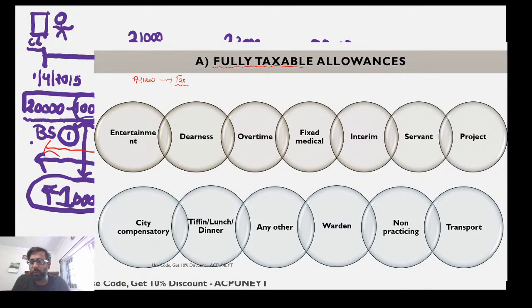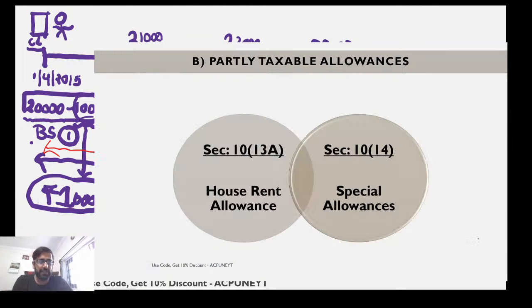No, you have to learn only this thing, that is transport allowances. Is it clear? Nothing else you have to remember. Only you have to remember is transport allowances. Remaining all things you will come to know about automatically. You don't have to learn. Here, fully taxable allowances, you have to remember only transport allowance. Transport allowance is fully taxable allowance.